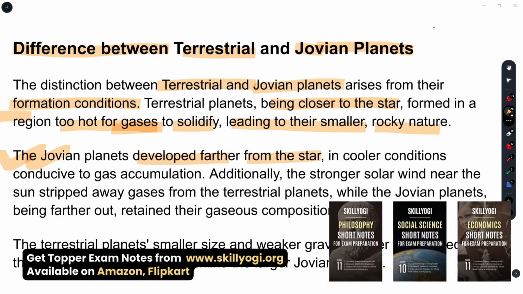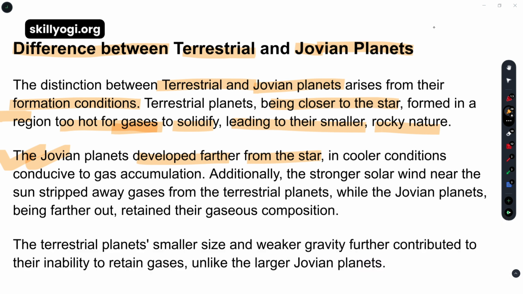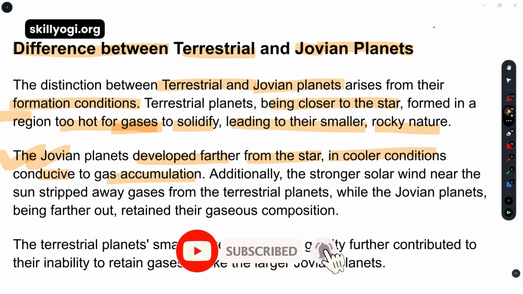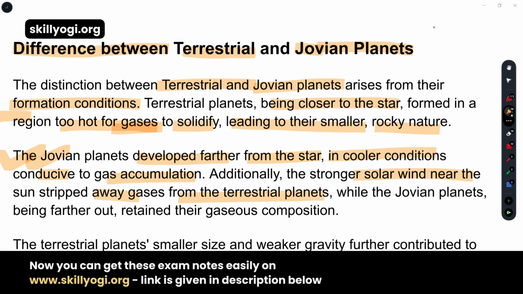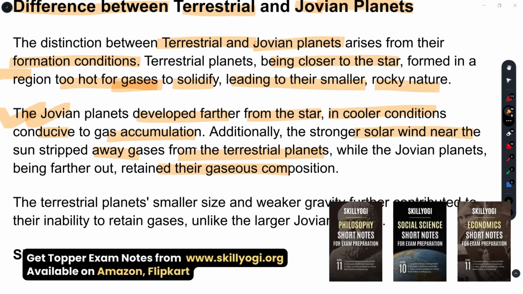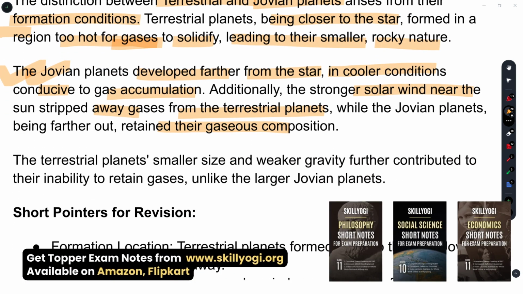That means terrestrial planets are closest to the sun, but Jovian planets are farthest from the star, or the sun, in cooler conditions conducive to gas accumulation. The stronger solar wind near the sun stripped away the gases from the terrestrial planets, so the Jovian planets, being farther out, retain their gaseous composition. So the first point we have got is that the terrestrial planets are closer to the sun and the Jovian planets are farthest from the sun.